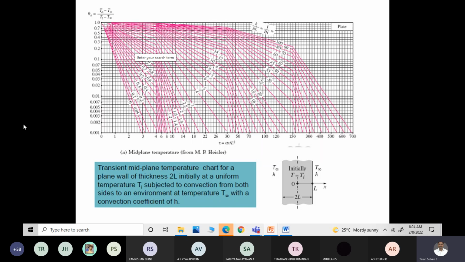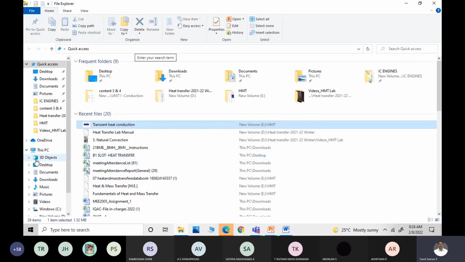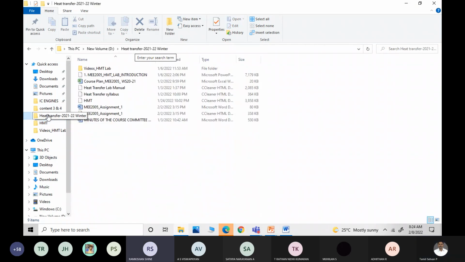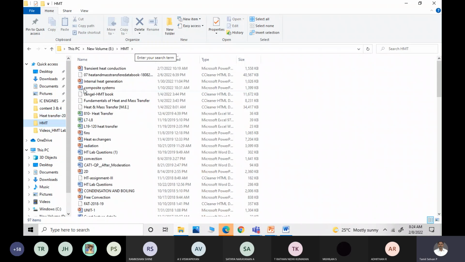Now you may ask, sir, where can I find this? In your data book. All of you are listening? All of you are able to see this? Yes, sir. Now let me show it. Go to infinite solid in your data book.